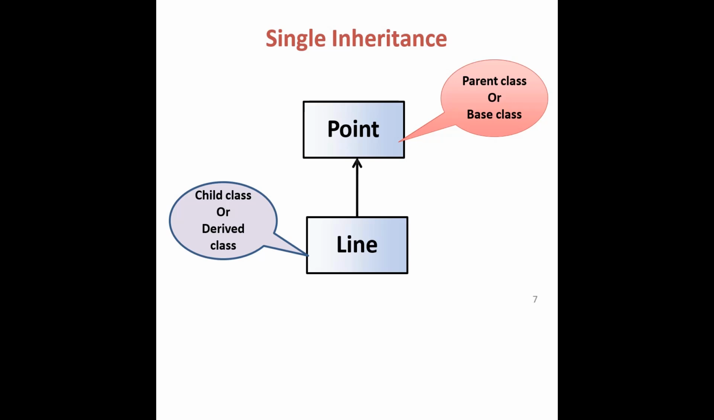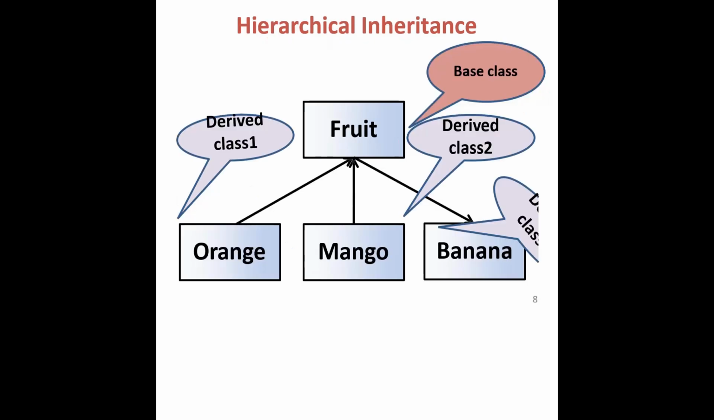See, single inheritance. In single inheritance, there is one parent class or base class. From this parent or base class, the single child class or derived class is derived. Then see the hierarchical inheritance. In hierarchical inheritance, there is one single base class and multiple derived classes. See, the fruit is one single base class. From this fruit base class, multiple derived classes are derived. The multiple derived classes here are orange, mango, and banana. These are derived class one, derived class two, and derived class three.